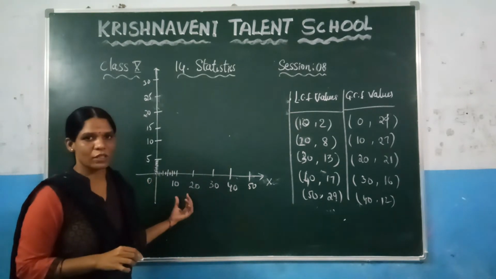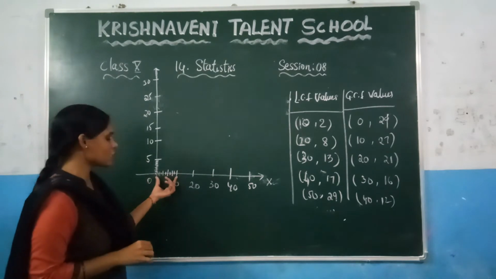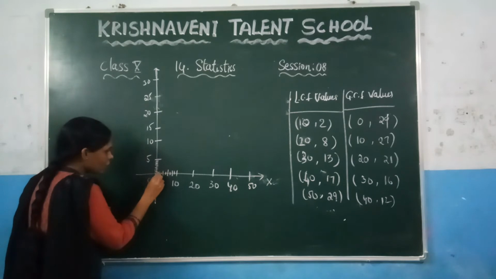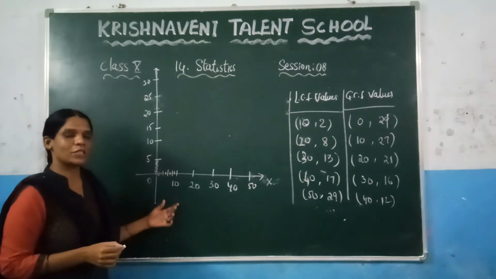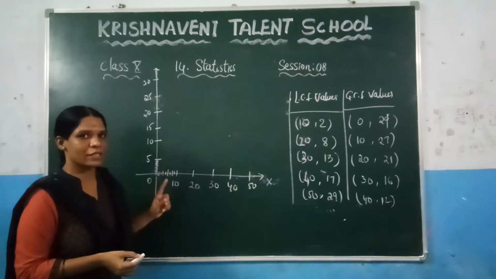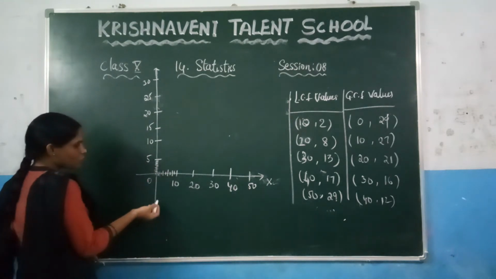What is the value we cannot know, but here you can observe that it is divided into 10 equal parts. If you want to know the length of this one, what we need to do is divide with 10. Here 10 is there, so if you divide 10 with 10, what you will get? You will get 1. So here you can check it.